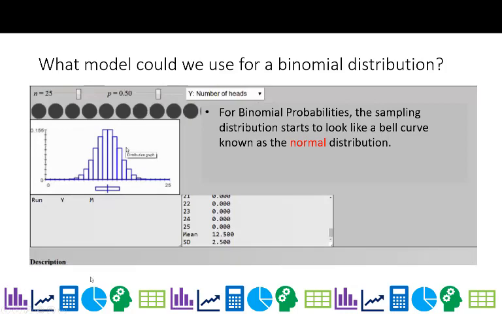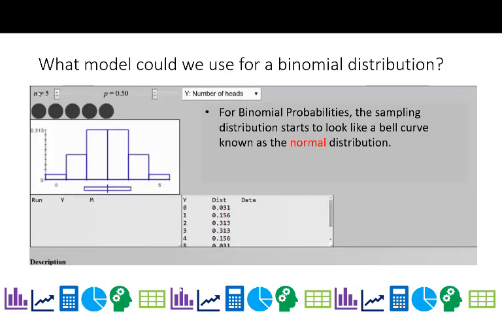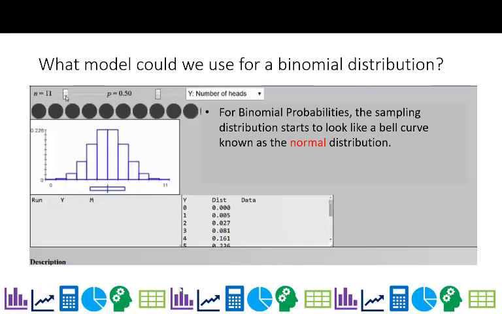Now, there are some conditions on this. If I only have one flip, if I'm only doing one sample, this doesn't look anything like a normal distribution. They basically have a rule that n times p must be greater than 10. So when would that happen? When n is greater than 20. And so I'm sliding n up to 20 here. And that works pretty well.